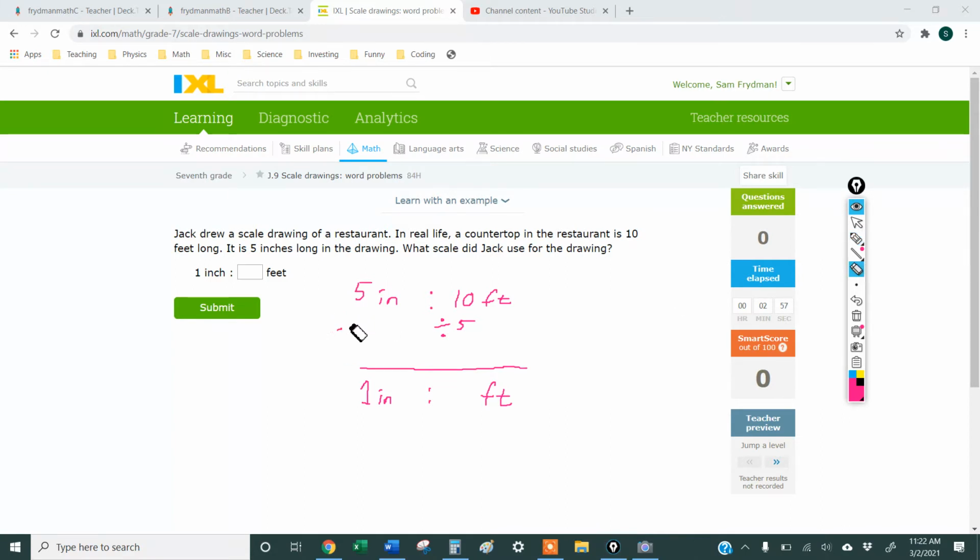Well, I know that I want to end up with a 1 over here, and therefore I must divide this number by 5, because 5 divided by 5 is 1. But whatever I do to one side of the ratio, I'm going to have to do to the other side as well. So I'm going to have to divide this side by 5 also. So now I just figured out if 5 inches corresponds to 10 feet, then 1 inch corresponds to 2 feet. Okay? All right, and then there's my answer.